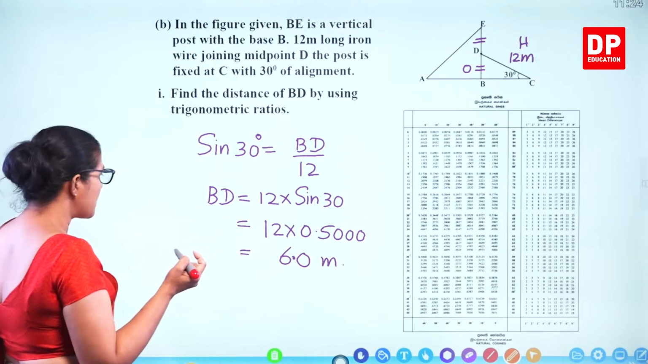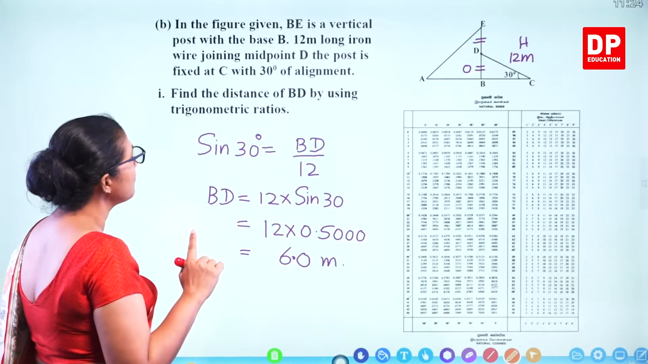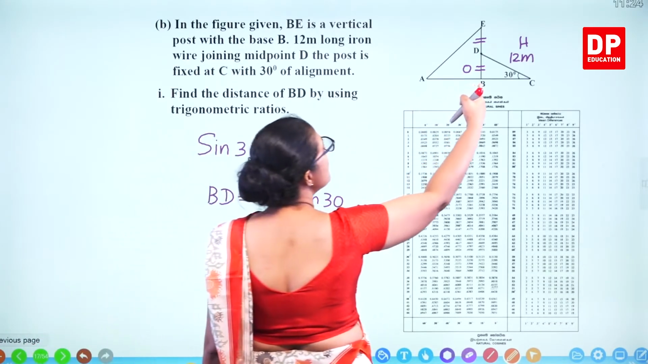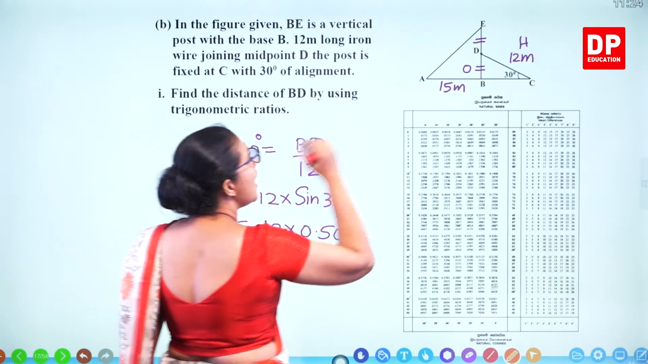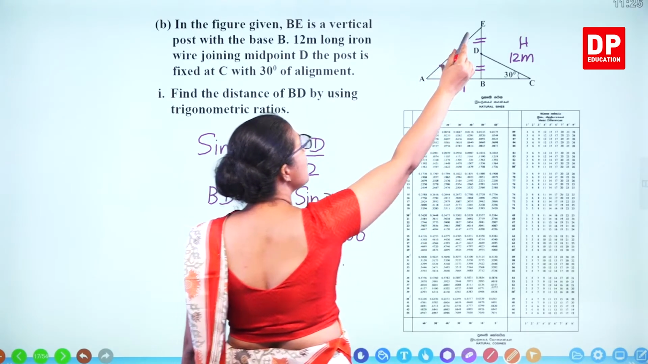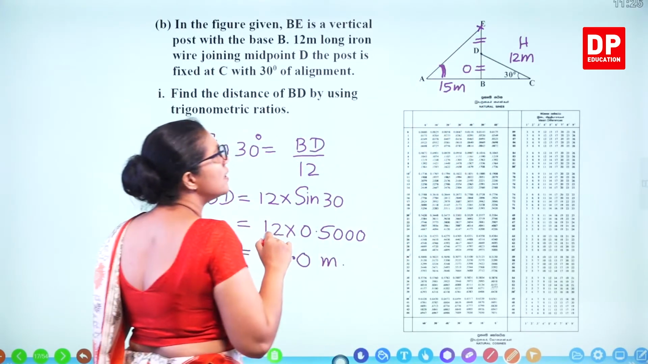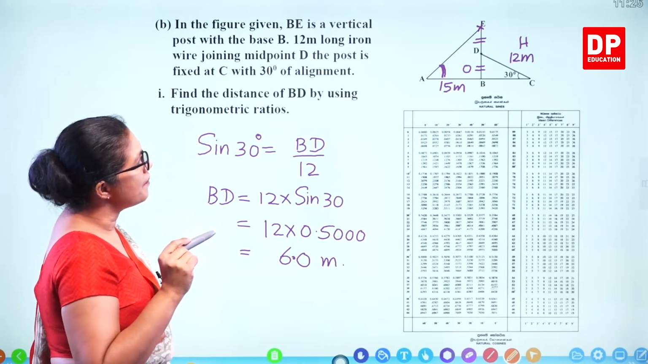Now we'll take the next part. Find the angle of elevation of observing the top of the post from the place A, which locates 15 meters from B. So that means this is 15 meters, and you need to find out this angle, the angle of elevation for the top of this, that means to the point E.